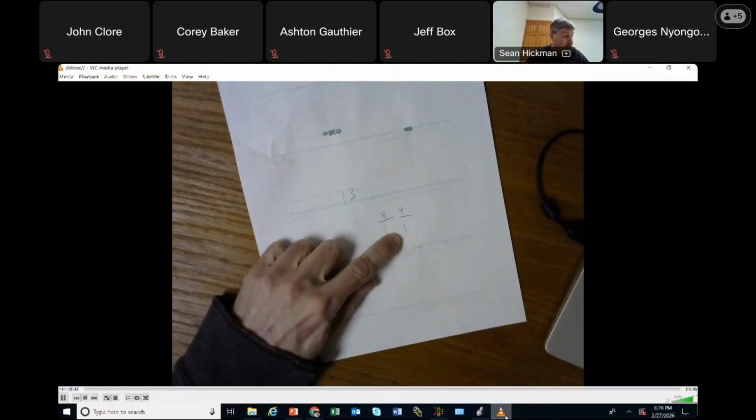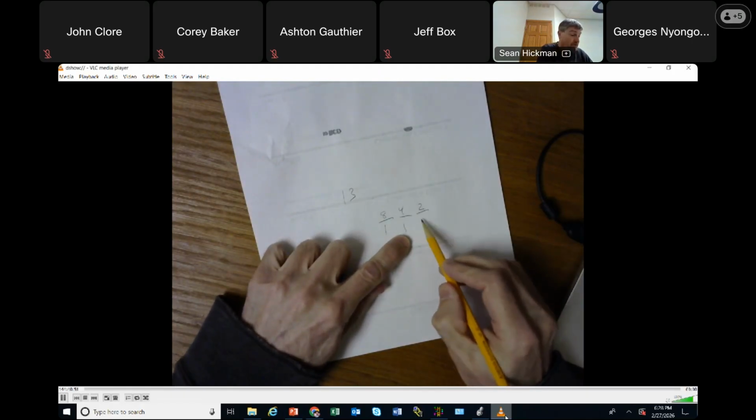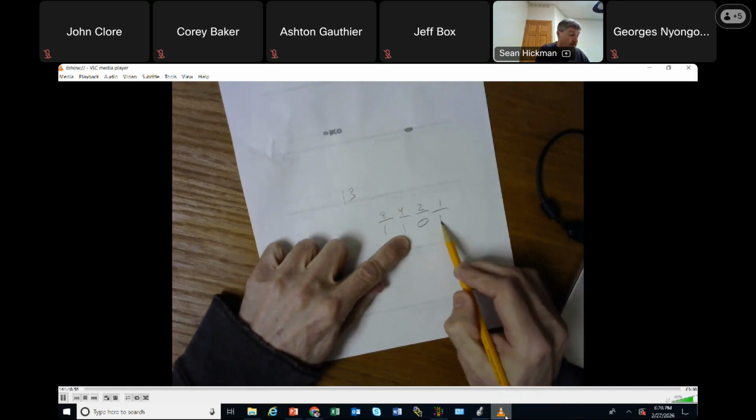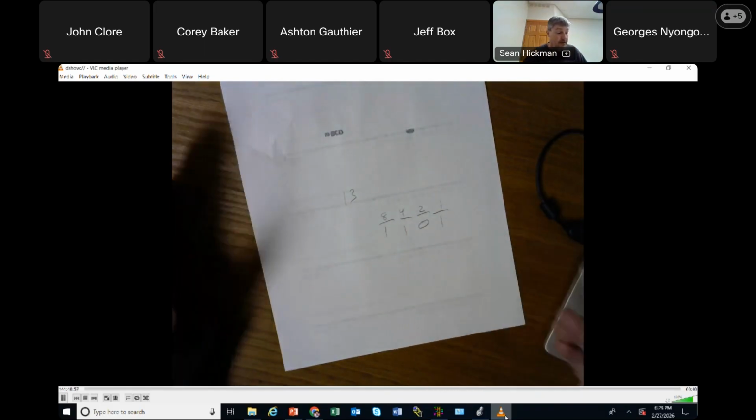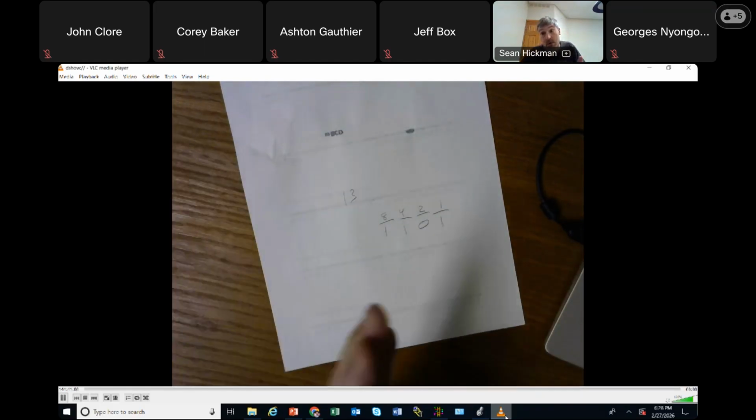So that's 12. Well, 12 plus 2 is 14. It's too big. And then a 1, I'll take a 1. So 8 plus 4 plus 1 is 13. Maybe you work it out that way.